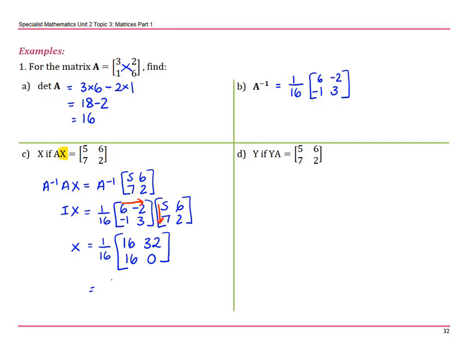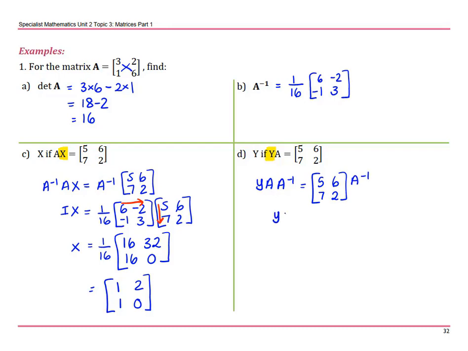Multiplied by our scalar, our 1 over 16, that'll be 1, 2, 1, 0. And we are done. The next one is find y if YA equals that matrix. So to get that y on its own, we need to post-multiply. So YA, the inverse of A, we post-multiply it on the left, or multiply to the right, if you want to think about it that way. So we need to do the same on the right-hand side.